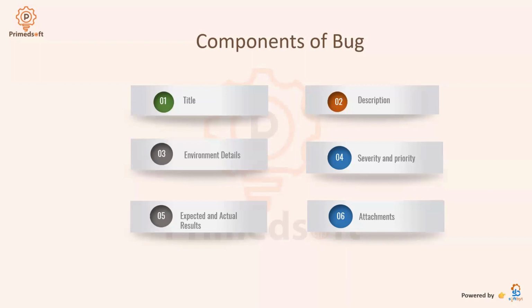Don't worry about all these bug components I'm mentioning. You start writing your test cases, you start executing your tests, you start picking up loads of bugs, and you start reporting them. When you are reporting them, you need to ensure that all these 6 components are on any bug ticket that you're raising: the title, the description, the environment details, severity, expected and actual results, and attachments. All right, so let's go to the next slide.